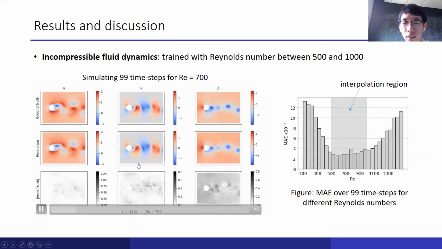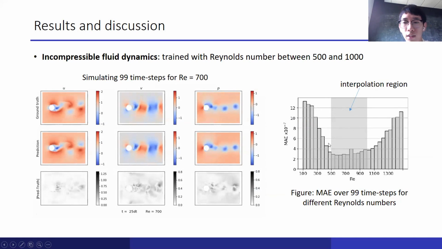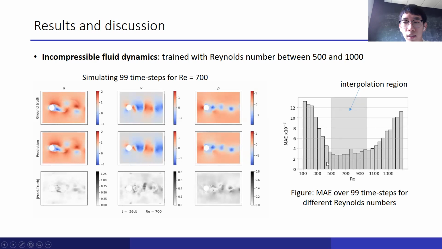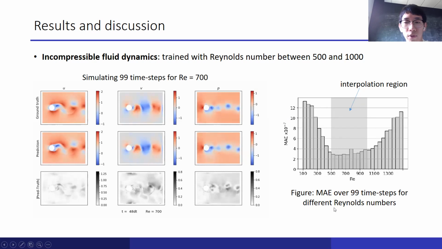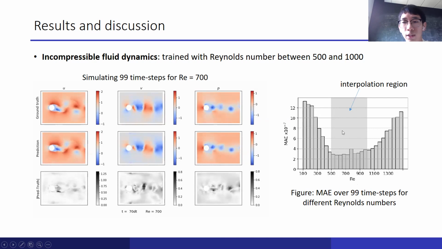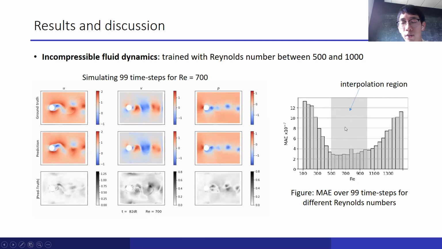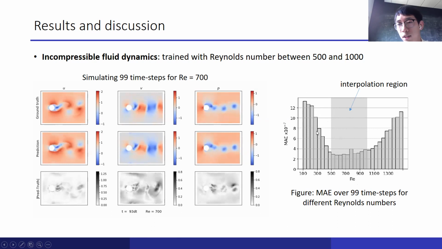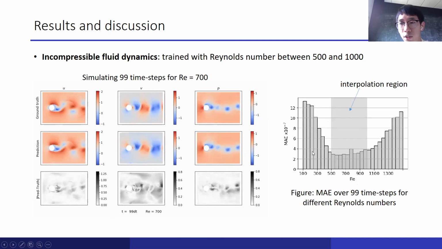Okay, play again. And the figure here shows the MAE over 99 time steps for different Reynolds number. So we can see in the interpolation region, the model performs well. However, it provides much larger errors outside the range, which is reasonable because the extrapolation is always a challenge for these data-driven methods.